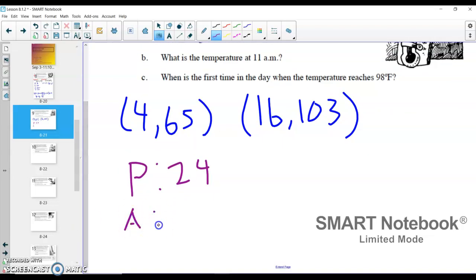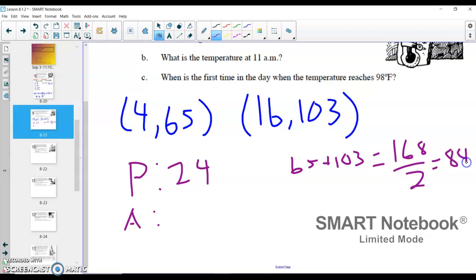The amplitude of the function, let's find the midline of it. 65 plus 103, that should put me at 168. 168 divided by 2 puts me at 84. Okay, so that's the midline, or actually going to be my vertical shift. And then I'm thinking about that distance. What is it to go from 65 to 84? That's, I believe, 19. Yep, 19. So 19 less than 84 is 65, and 19 more than 84 is 103. So that tells me my amplitude is 19.